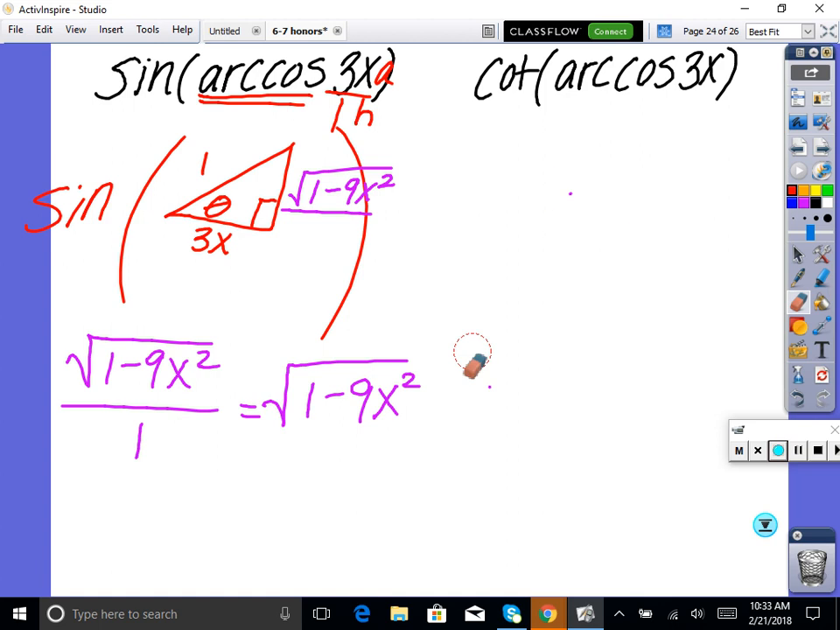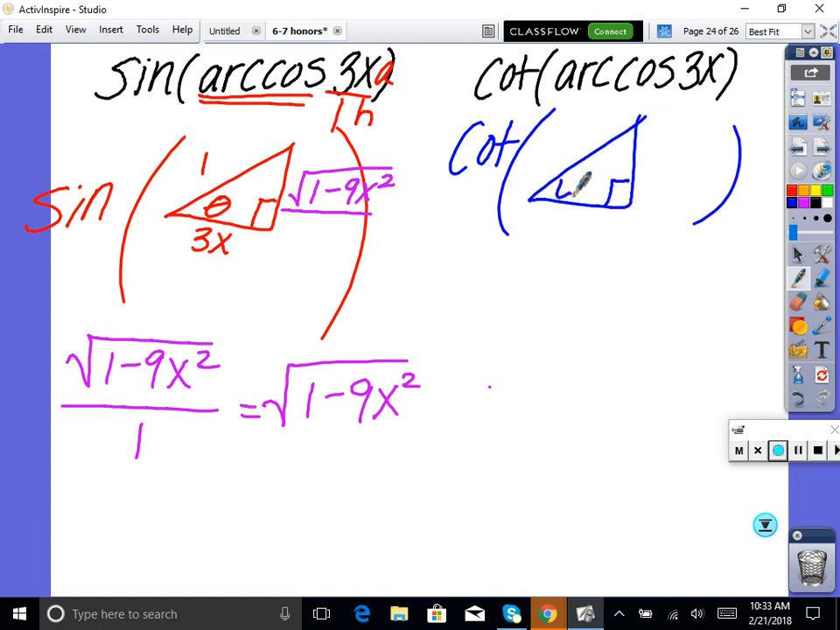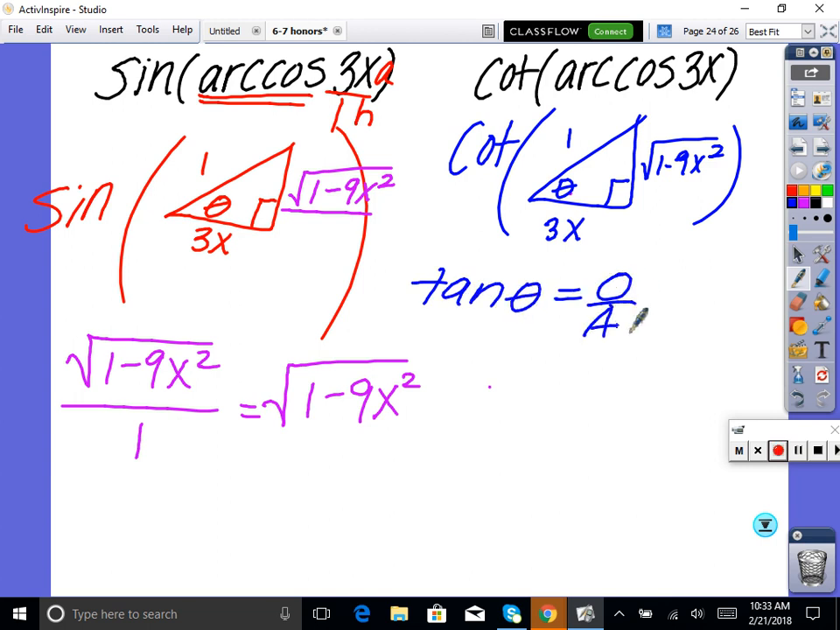Luckily, it's not the triangle we already have. So we're asked to find the cotangent of this picture. The right triangle, theta, square root of 1 minus 9x squared, 1, and 3x. So isn't cotangent adjacent over opposite? So cotangent of theta is adjacent over opposite. We would say adjacent is 3x, our opposite is the square root of 1 minus 9x squared.